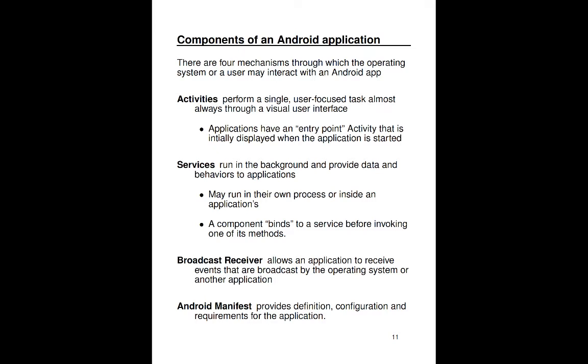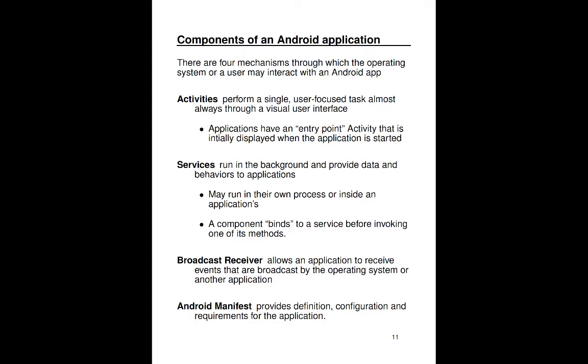Let's talk about Android applications themselves. When it comes to interacting with an Android app, there are four primary mechanisms for doing so. Android apps have something called activities. Activities perform a single user-focused task, almost always through a visual user interface. So this is like a page or a screen in your Android application. Every application has an activity called its entry point, and this is what's initially displayed when the application is started.